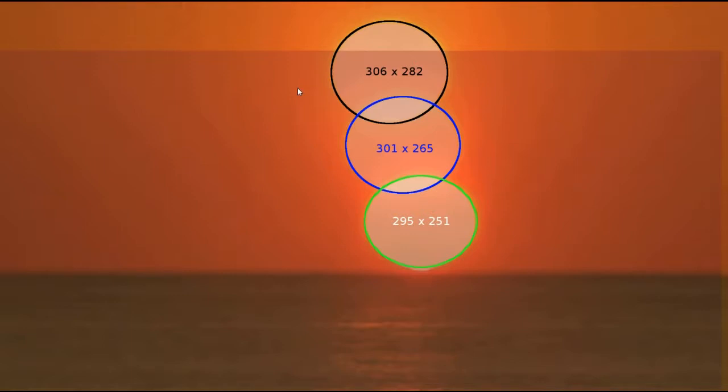But basically, just to show that, I traced circles around the edge of the sun in these three snapshots, and as it got lower towards the horizon, we can see that it went from the top one showing 306 by 282 pixels down to 301 by 265 pixels, and then we have the yellow one at the bottom, 295 by 251 pixels. And I think there's a more dramatic drop in the vertical diameter there, because it's starting to get squished into the horizon, so it's slightly oblate, as it were.